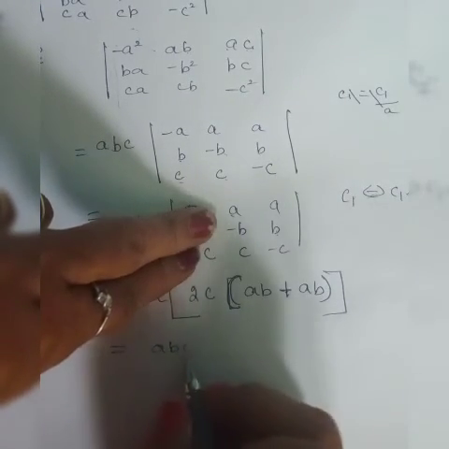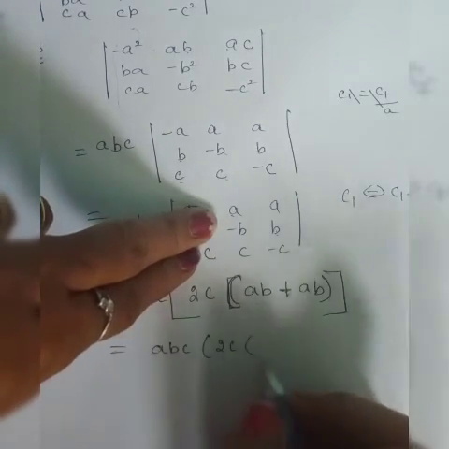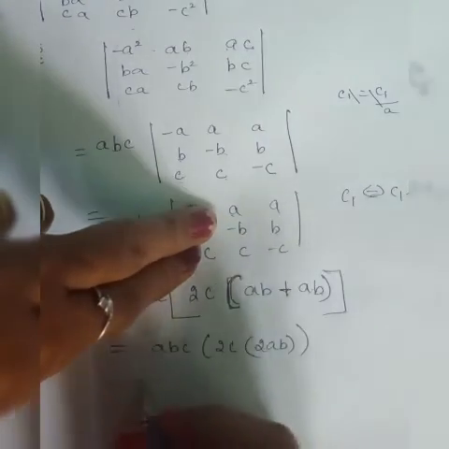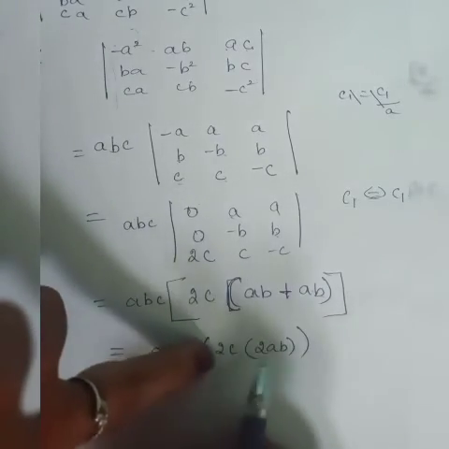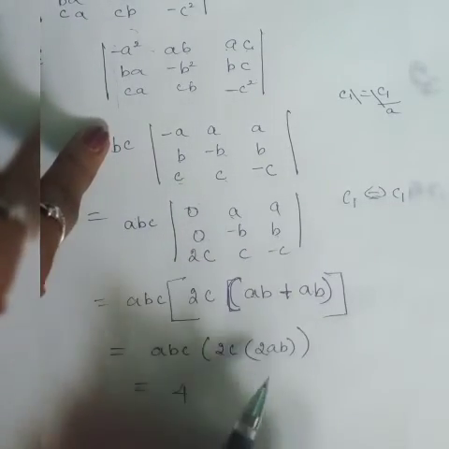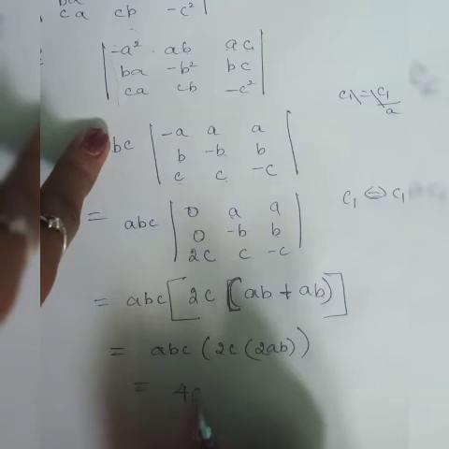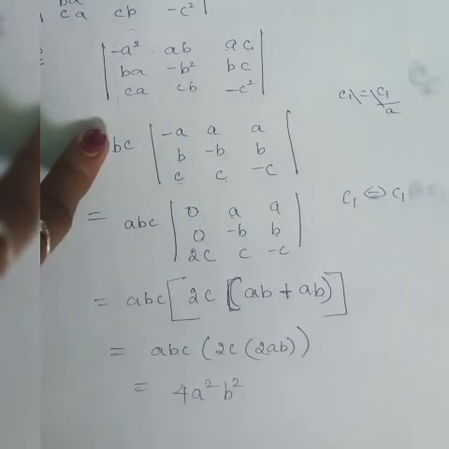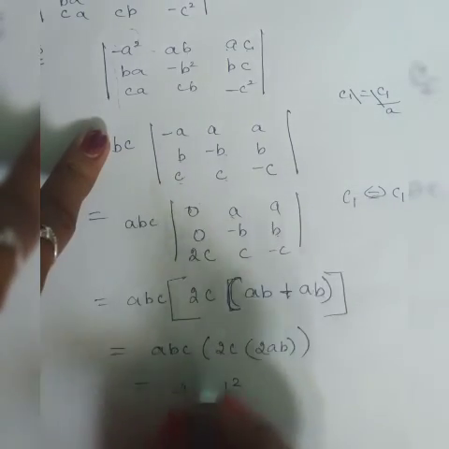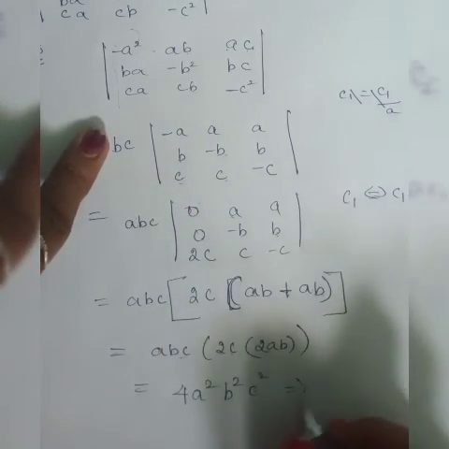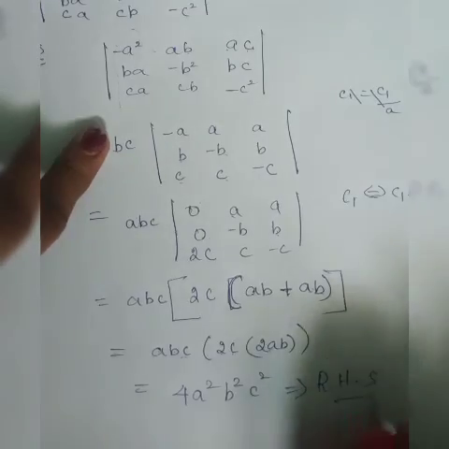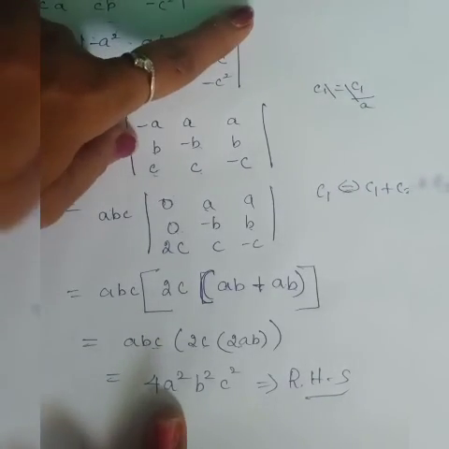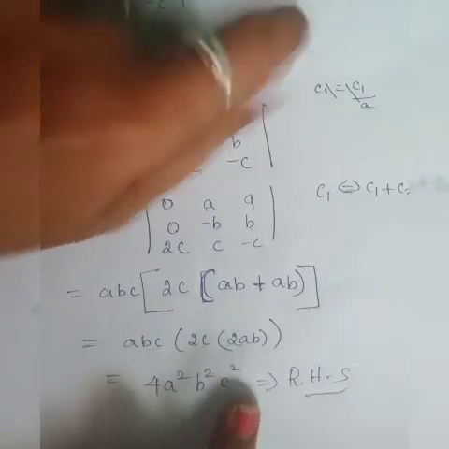So abc, 2c, ab plus ab is 2ab. So multiply everything. 2 into 2 is 4. We have 1a, 2a, so a square. Here 1b and b, so b square. And here 1c and c, 2c, so c square. That is nothing but the RHS. So we proved the determinant value as 4a square b square c square.